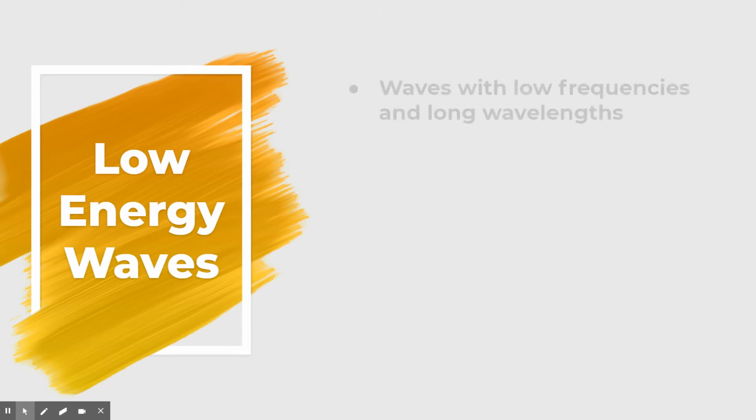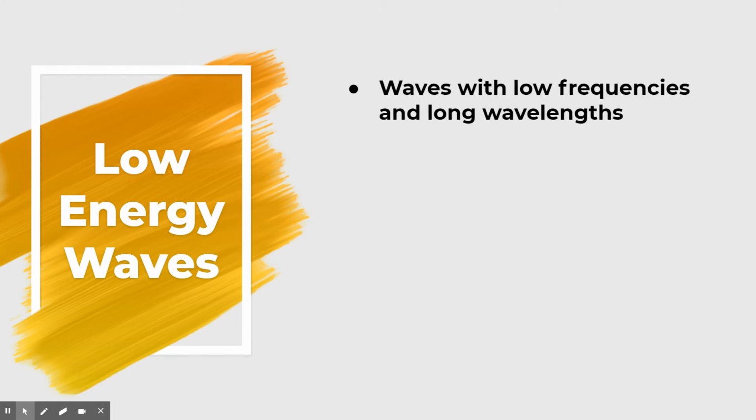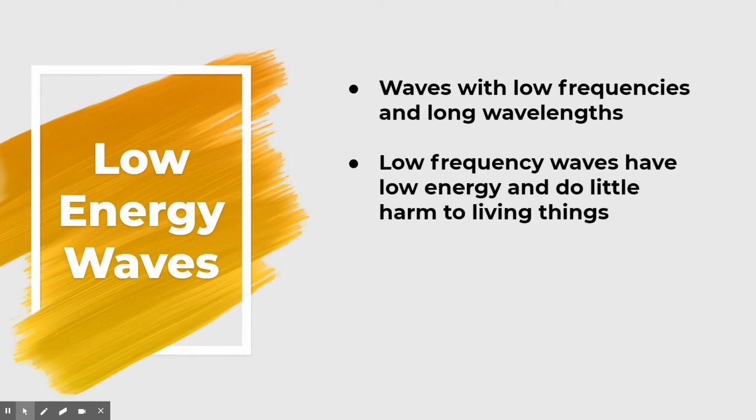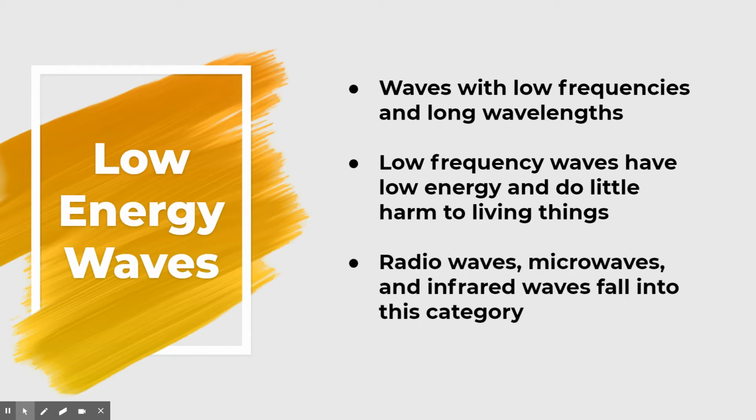When we look at the low energy waves, they are waves with low frequencies and long wavelengths. They are inverse. So if it has low frequency, it's going to have a longer wavelength. The lower frequency waves have low energy, and these do little harm to living things. This is why it is not harmful for us to have a radio wave actually pass through our bodies. Microwaves are used in our cell phones. This is why it's not dangerous to us. And infrared waves are used in lots of different things like remotes and sensors. And this is why it's okay for us to be around them, because they don't have enough energy to really harm us as living things.